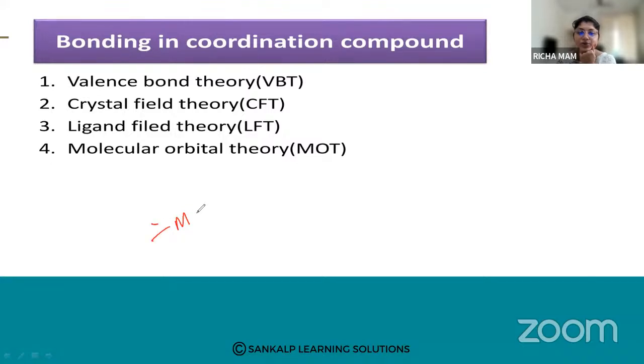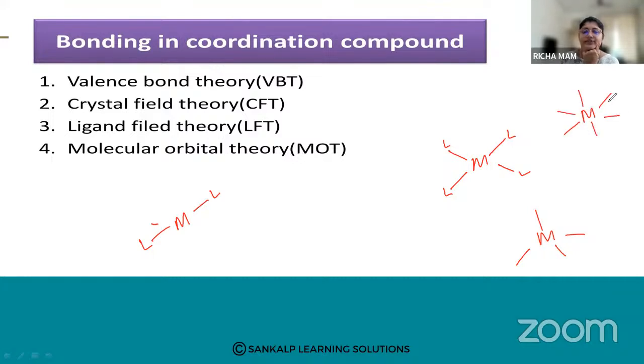If you have two ligands, it will be linear. If you have four ligands, it will be square planar or tetrahedral. If it has six ligands, then it will be octahedral. If it has five, trigonal bipyramidal or square pyramidal, like this, right? So these are the different geometries. Bonding means nothing but the bond made between the metal and the ligand.